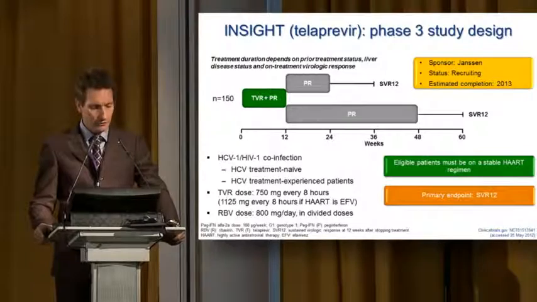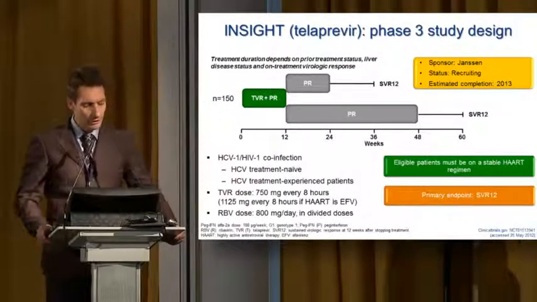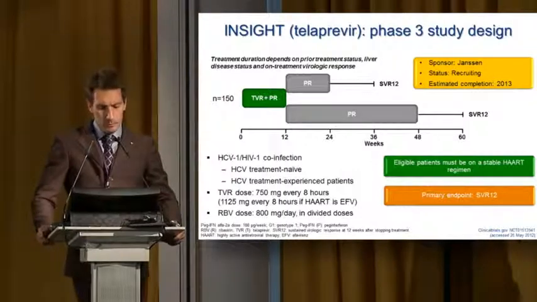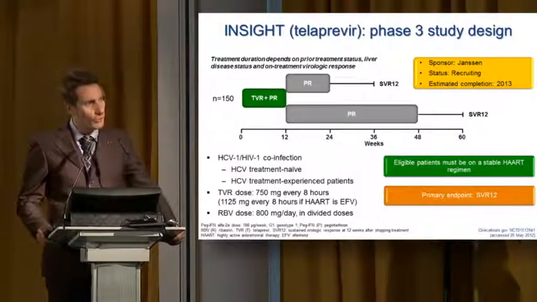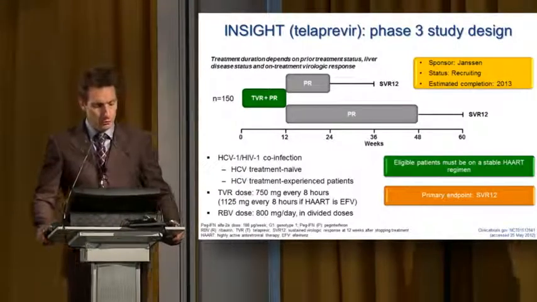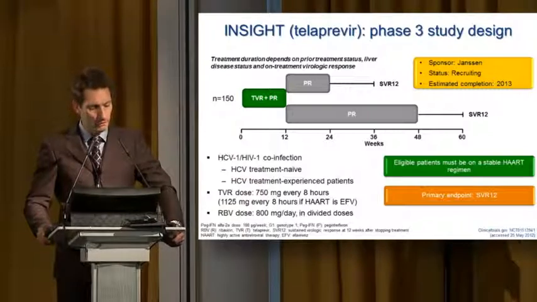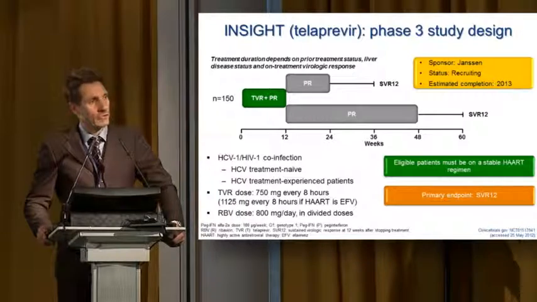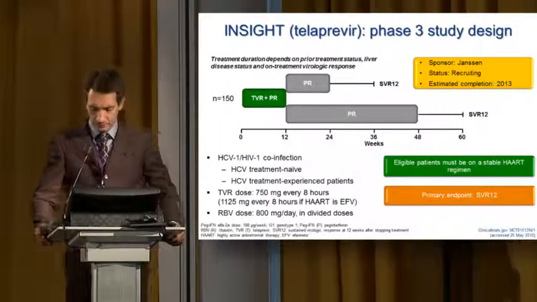Here is just a diagram of one of those phase 3 studies, the INSIGHT trial with telaprevir, where patients are not really randomized, but they get telaprevir plus peginterferon and ribavirin for the first 12 weeks, and then according to prior treatment status, according to their fibrosis status, and according to their on-treatment virologic response, will either receive pegylated interferon ribavirin for an additional 12 weeks or for an additional 36 weeks.